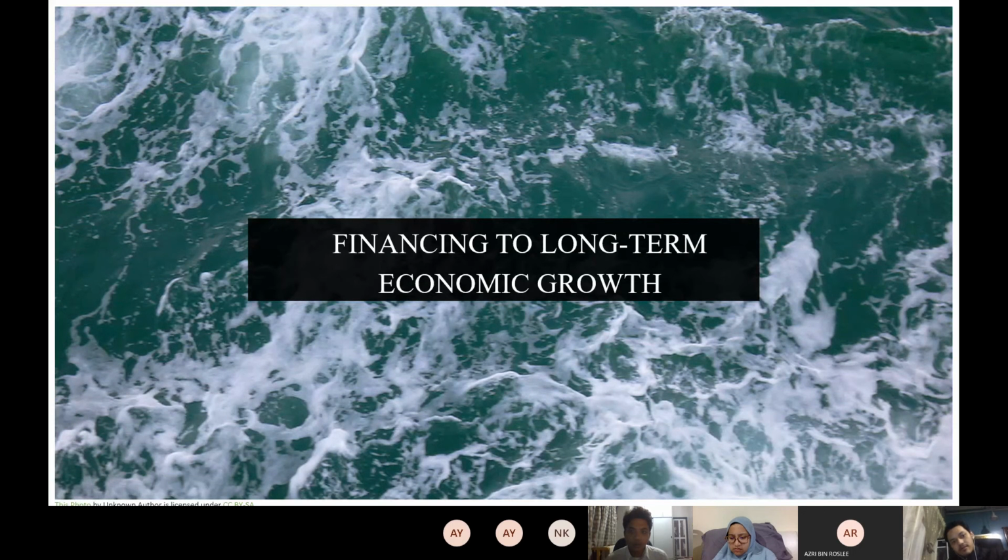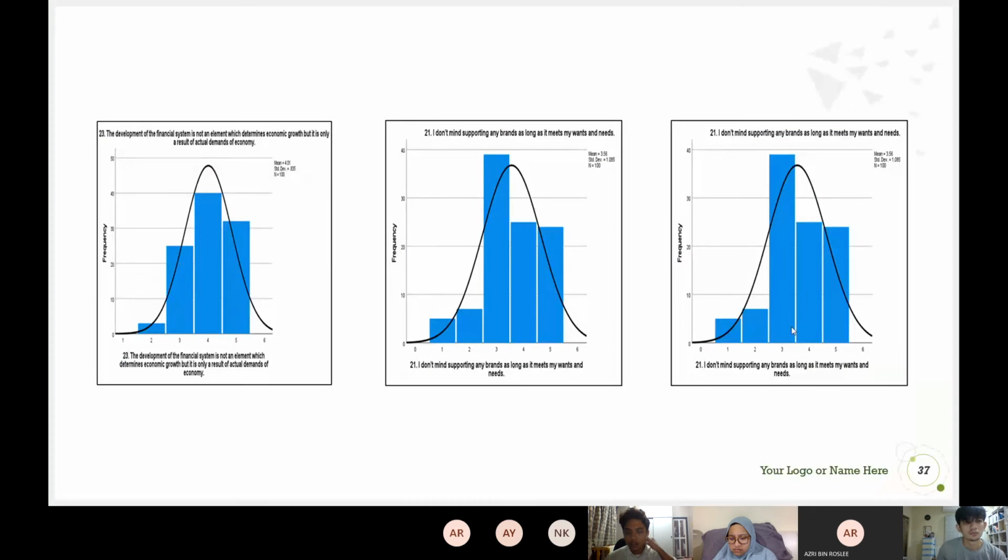Okay, financing to long-term economic growth. Next. On the left side, based on the chart, I can conclude that the majority of the respondents agree, 40%, that the development of the financial system is not an element which determines economic growth, but is only a result of actual demands of the economy. The mean based on the result is between satisfied and agree, which means that most of the respondents do agree with the statement.